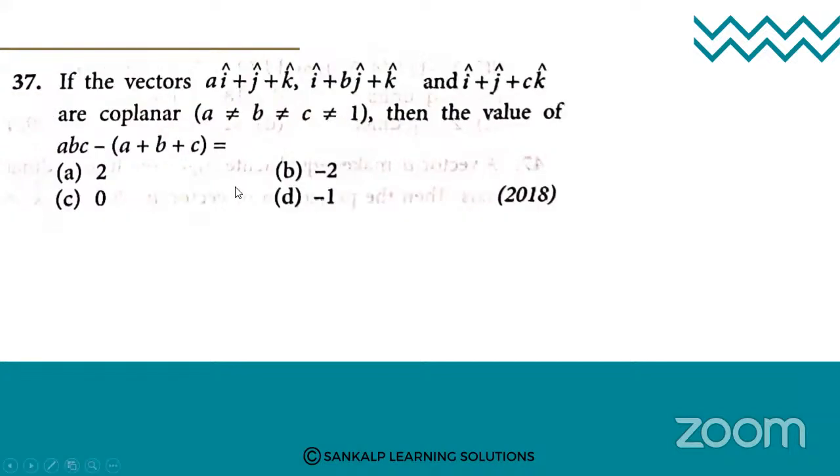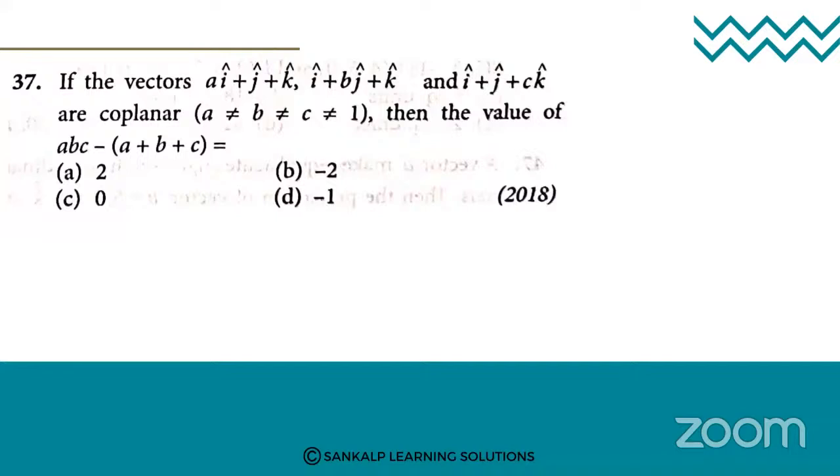Question number 37. If the vectors a i cap plus j cap plus k cap, i cap plus b j cap plus k cap, and i cap plus j cap plus c k cap are coplanar, then the value of a into b into c minus (a plus b plus c) is equal to? The condition given in the bracket is a is not equal to b is not equal to c, so they are not unit vectors. In this case, what will be the answer?